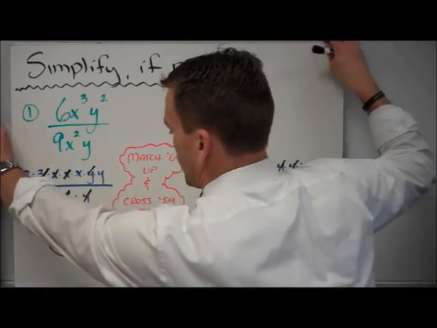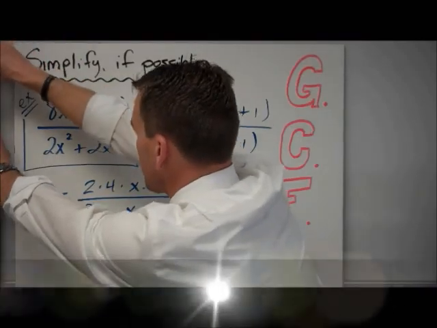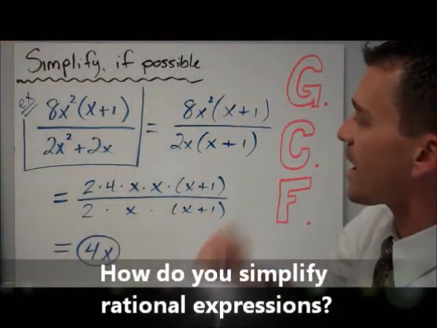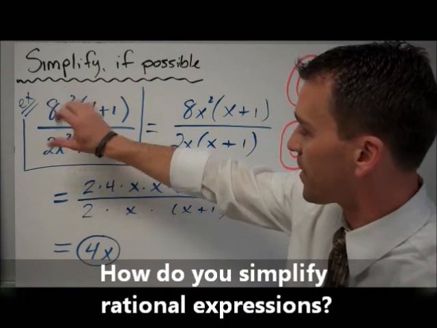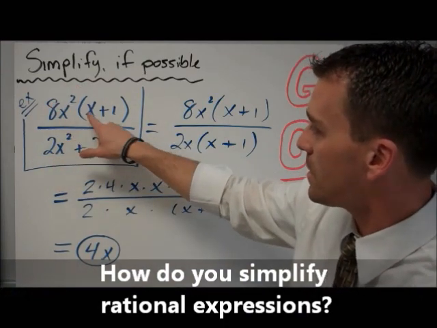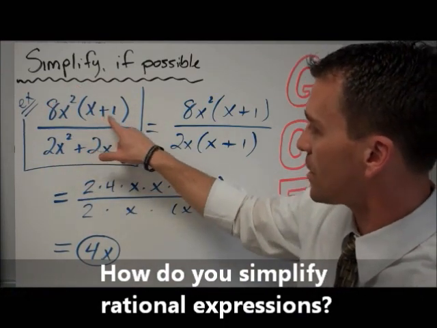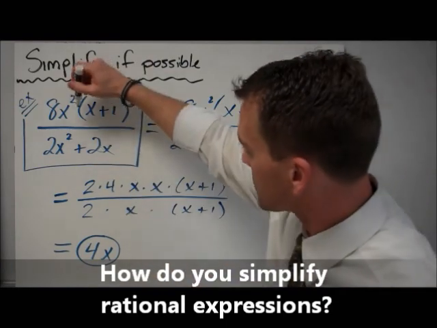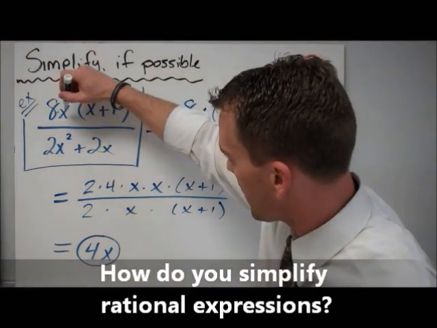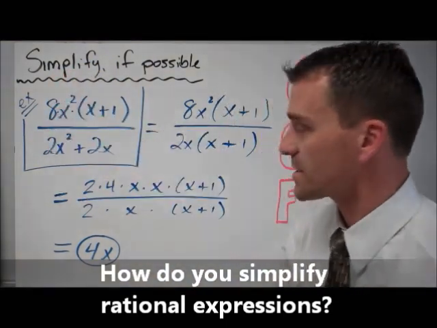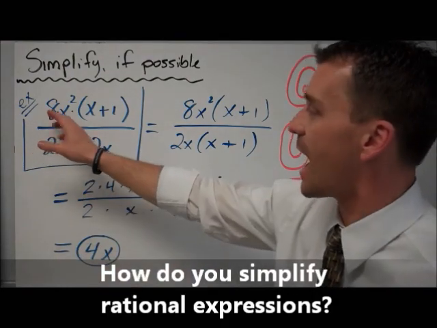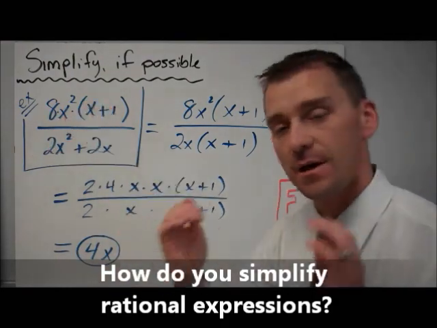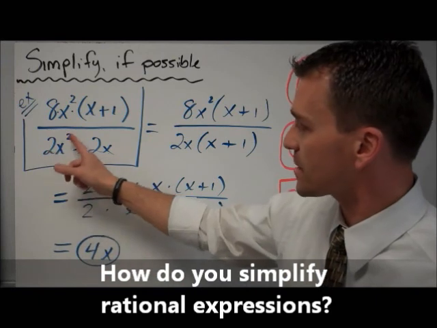Let's keep rolling. Okay, if you look at this one, directions say simplify if at all possible. Here's your example over here in the little box: 8x squared times the quantity x plus 1. Now remember, this is really a multiplication here, as is this. So that's kind of important to be able to see. It's 8 times x squared times x plus 1. And down here you have 2x squared plus 2x.